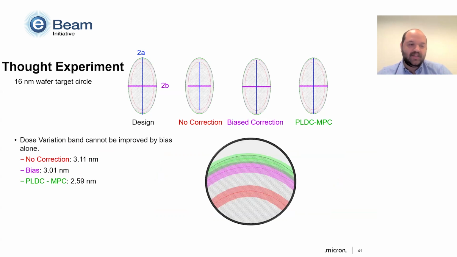So here we can see that our dose variation band will not be improved from bias alone. So here's our dose variation band of no correction, which was 3.11. We saw that during our simulation. And PLDC-MPC went down to 2.59. The bias correction was 3.01. So we don't see a lot of improvement of dose variation band with bias correction only. We actually require the edge dose enhancement methodologies, the dose model portion of PLDC as well.